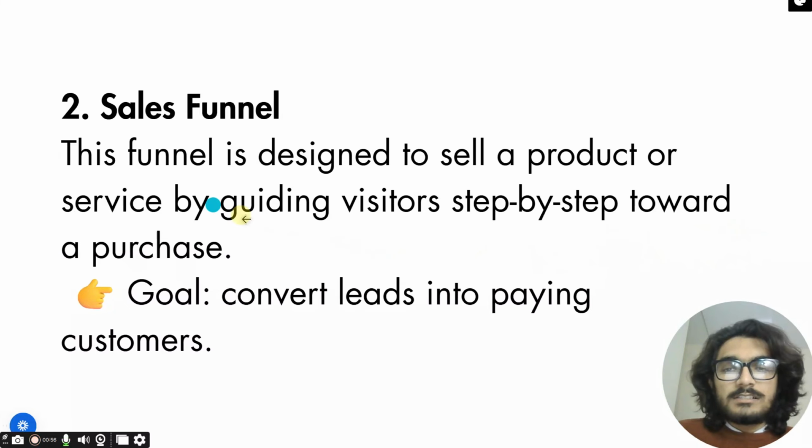So the next is the sales funnel. This funnel is designed to sell products or services by guiding the visitor step by step toward a purchase. You can understand it like that. You are offering services, for example web development services, and you have a landing page where you guide the user. You add CTAs to go to the calendar and book a meeting, and they book the meeting later. So you have multiple opportunities to guide the user to buy your product and your services. This is mostly used in done-for-you services and multiple services. Okay, so this is the most used sales funnel type in digital marketing and the most important type.